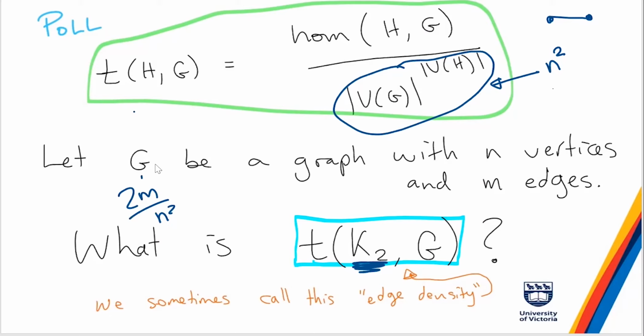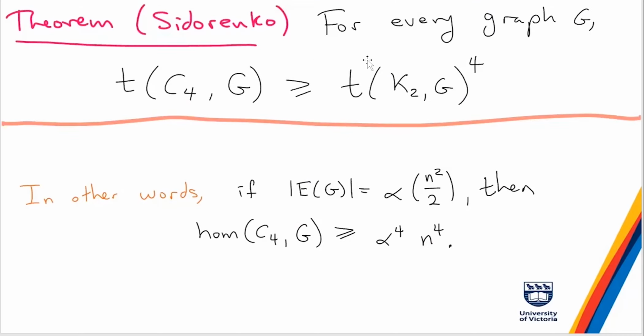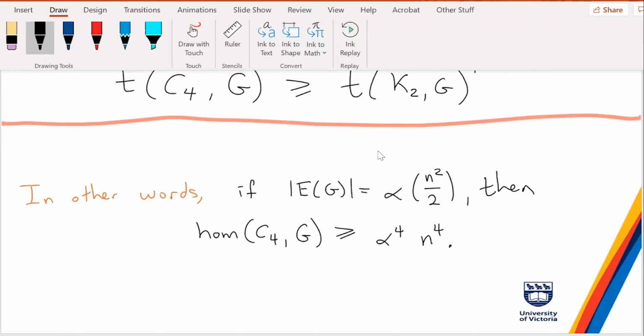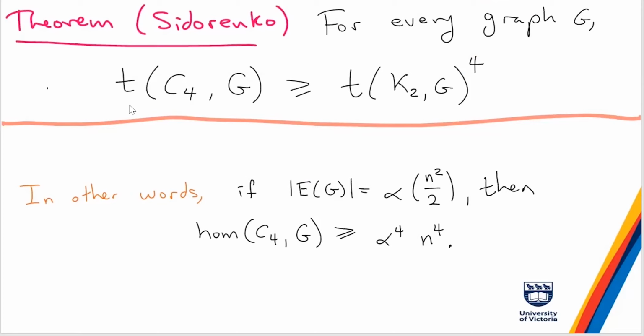That's good to keep in mind, because it's going to be needed in the proof coming up. Okay, so here's what we're going to prove: for every graph G, the homomorphism density of C4 in G is always at least the homomorphism density of an edge, K2, raised to the fourth power. Not sure if that seems natural or not. Probably not. But if we have time, we'll also talk about some tight examples.